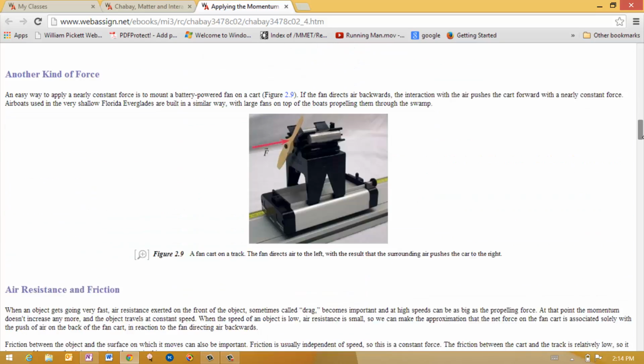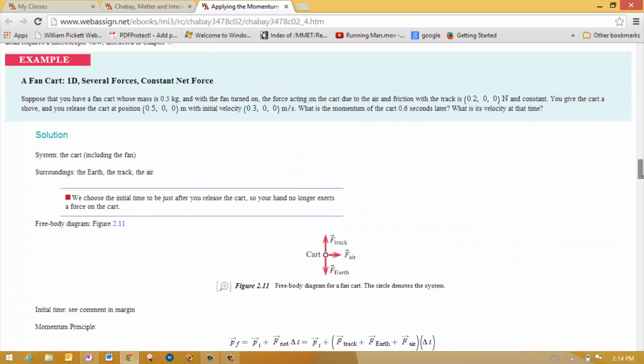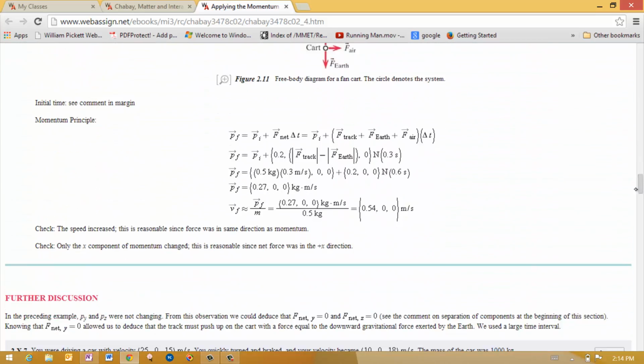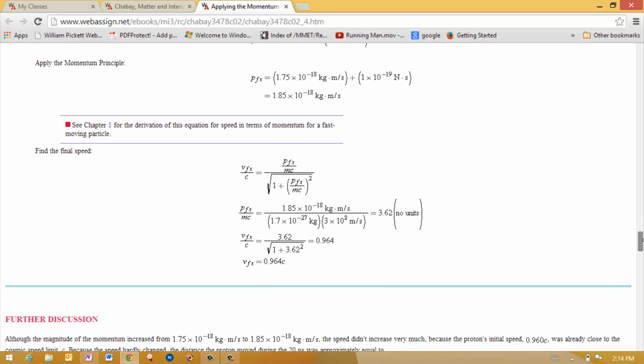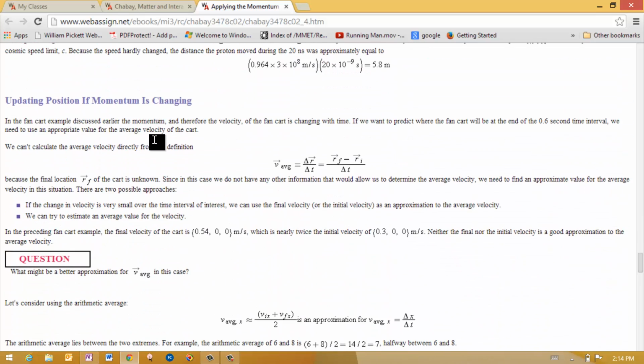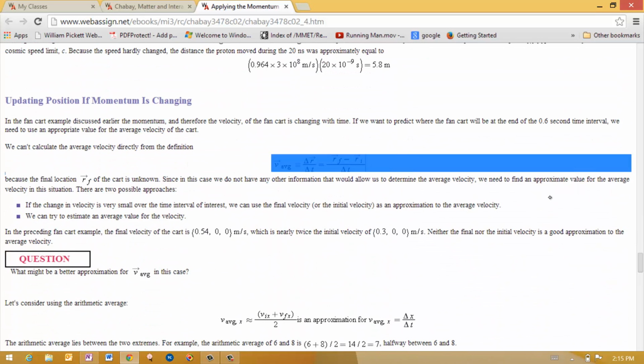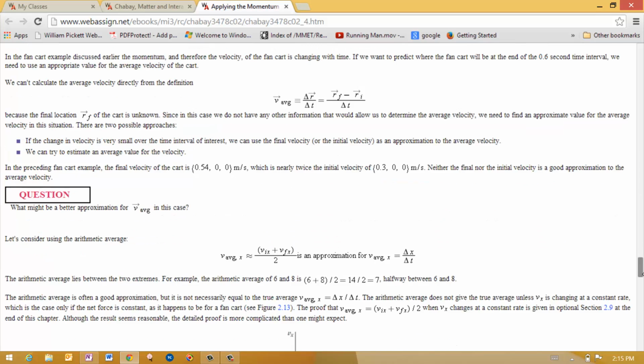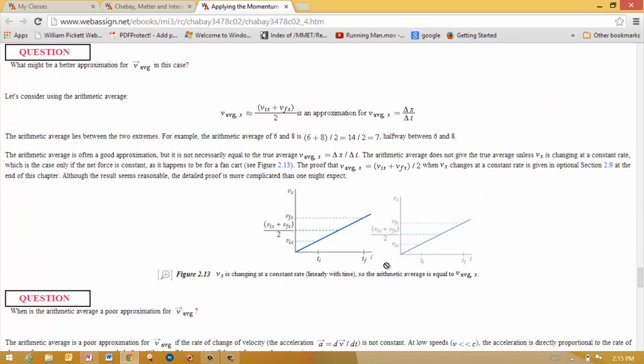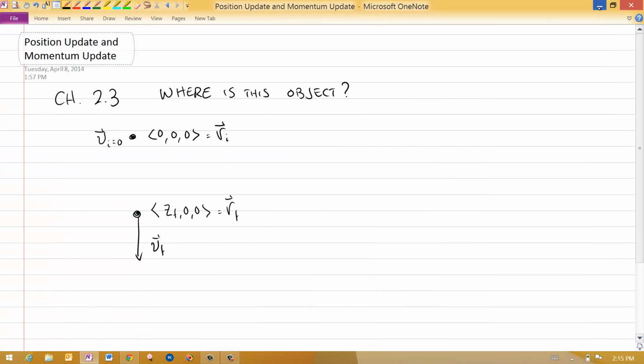But simultaneously, once we figure out how the momentum principle changes the momentum, we'll figure out how the velocity changes the position. So that is right here. Discussions on what is the average velocity, how to change position if you know what the velocity is. So, into the notes. So, where is the object?